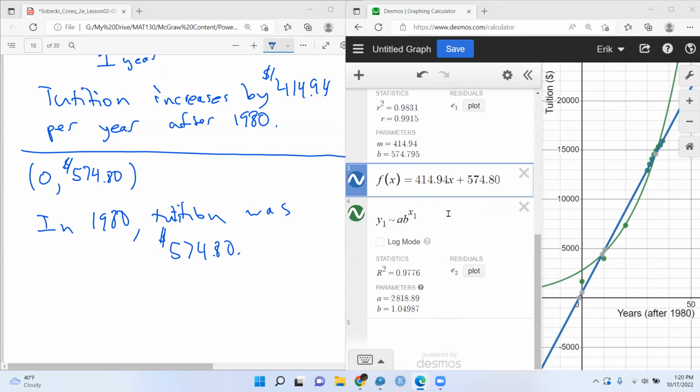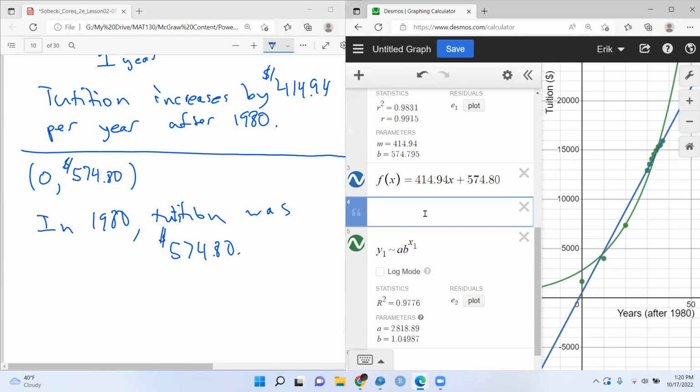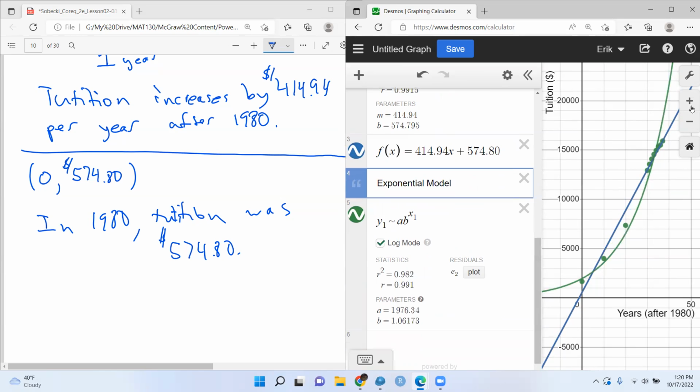Okay, so one special thing with the exponential model. Let me make sure I label this. Exponential. You've got to click this log mode in order to get the R value.